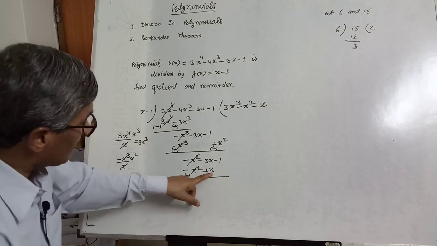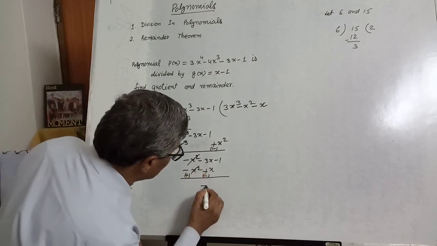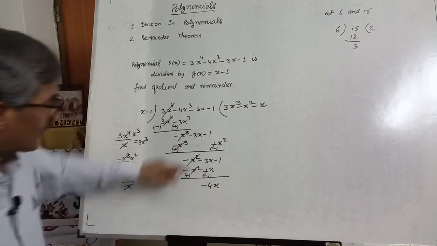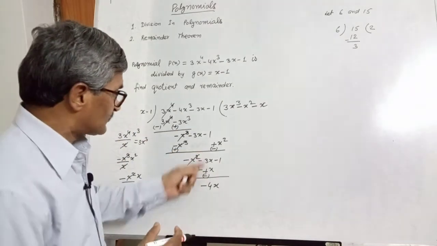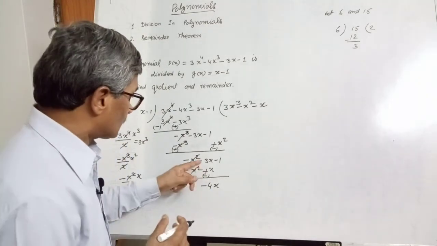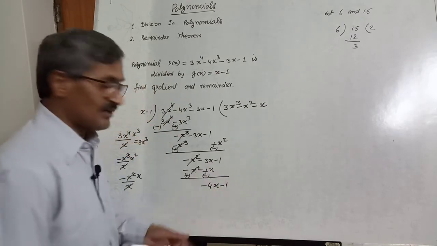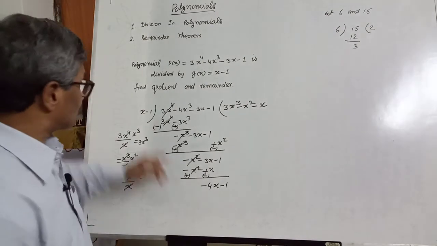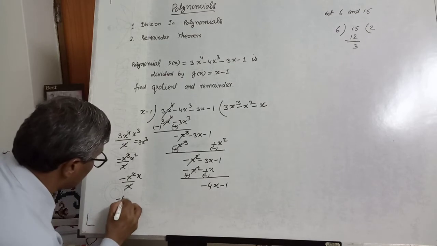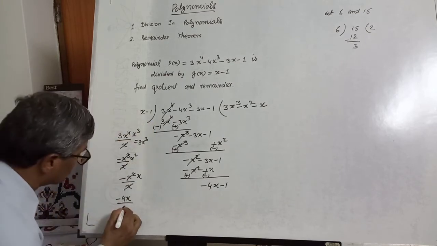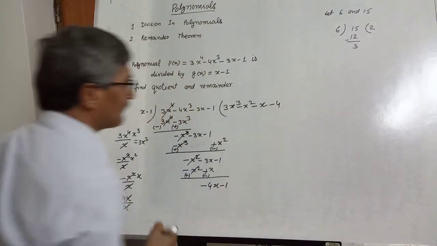Here minus x and minus 3x, then minus 3 and minus 1. This will become minus 4x. Minus 3x and minus x will be added because both signs are same, so the numbers will be added. So minus 3x minus x will be minus 4x, and minus 1 will come as it is. Now here you check the first term of the dividend. Here minus 4x divided by x. X will be cancelled. Now we are getting minus 4 only. So write here minus 4.